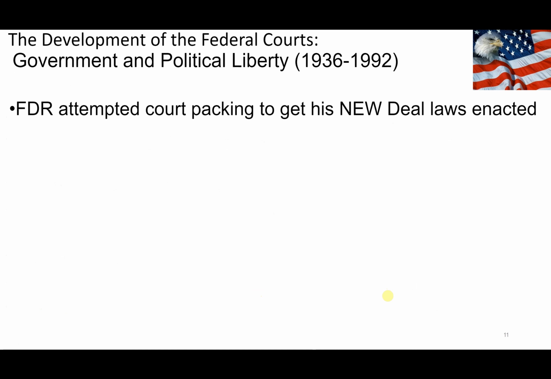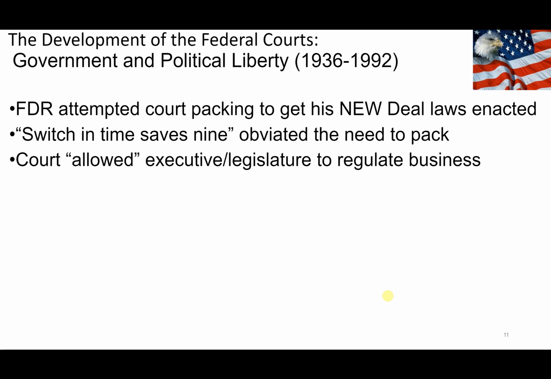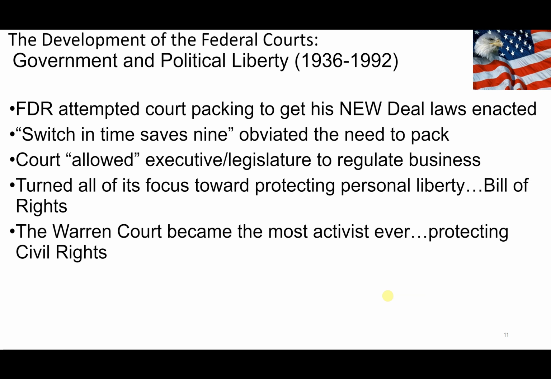Now, this would change again with the New Deal. FDR attempted court packing to get his New Deal laws enacted, because the conservative Supreme Court would always stonewall his New Deal programs. However, despite the massive backlash to stop FDR from doing this, the mere threat of court packing basically made the Supreme Court change its heart and start supporting New Deal programs. They allowed the executive and the legislature to regulate business, and they turned all of their focus towards protecting personal liberties, specifically with the Bill of Rights.